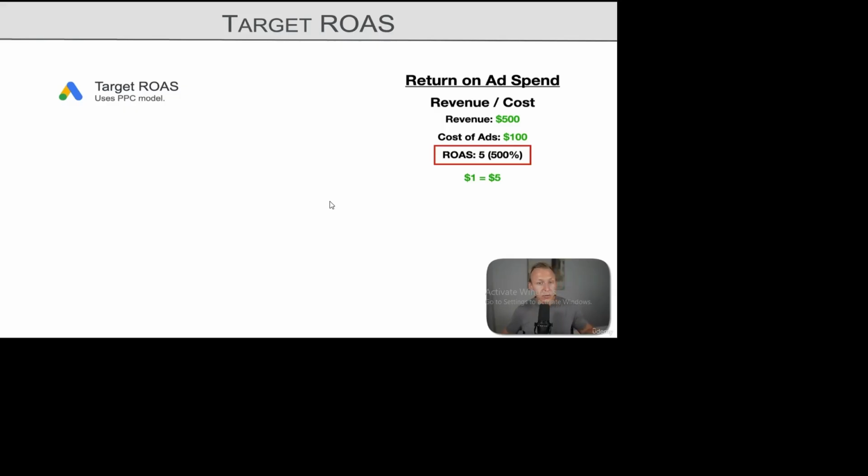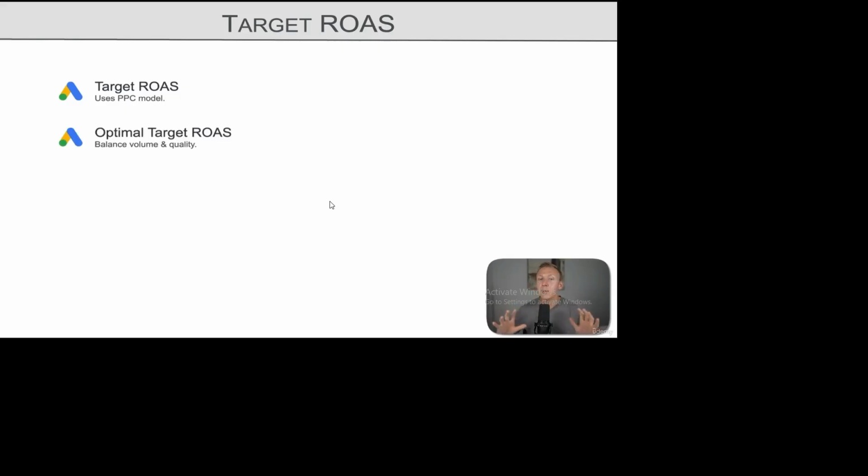Now, the target ROAS is an automated bidding strategy, meaning that you select what number you want to aim for, and then Google does its best to actually get that return on your ad spend. Now, the tricky part here is that there is an optimal target ROAS for every product, because every product is going to have a different volume of searches and a different cost associated with it. And you need to make sure that you balance those in order to get the results you're looking for.